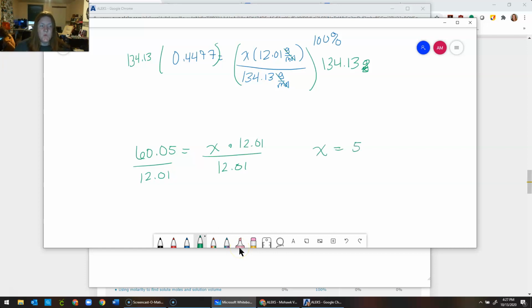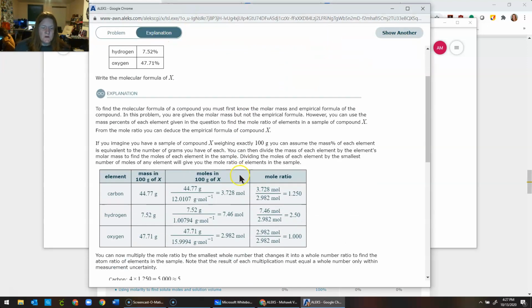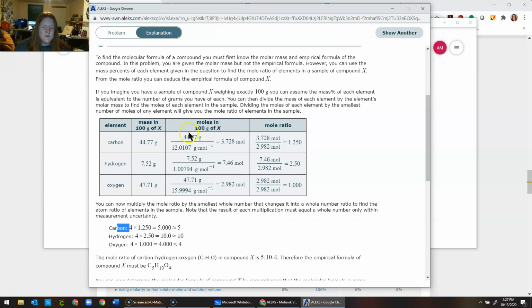The way that the explanation is structured, it'll get you to the same answer. I just think it's less direct. So I'll explain the way that they're trying to approach this here. They're making a ratio from the percentage because they're saying, okay, if we had 100 grams of this compound, then 100 times 44.77% is 44.77 grams. That's where they got this number from.